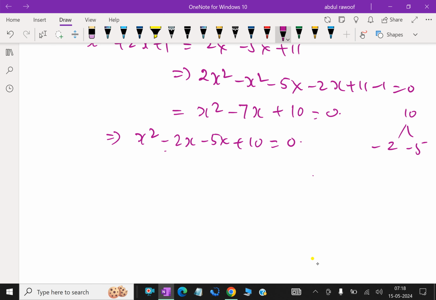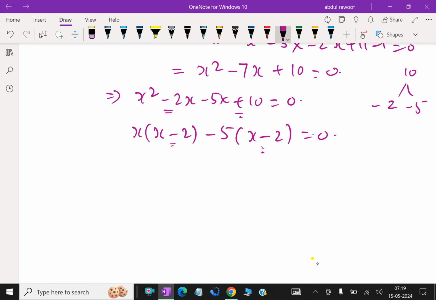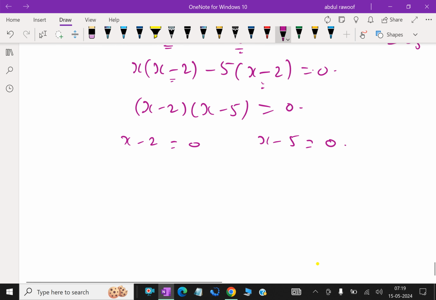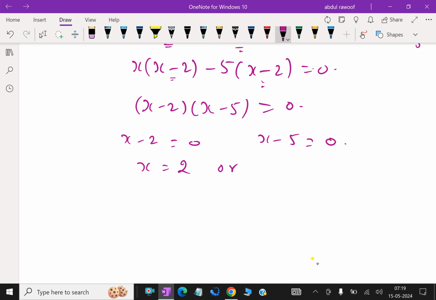Then with these two terms, x is common: x into x minus 2. With minus 5 common, x changes the sign: minus 5 into x minus 2, since minus 5 into minus 2 is 10, equals 0. Look at here, this is common. So take out that common factor: x minus 2 and x minus 5 equal to 0. Then separate it: x minus 2 equal to 0, x minus 5 equal to 0. Therefore, x equal to 2 or x equal to 5 is the solution.